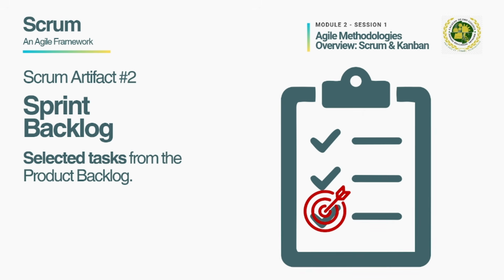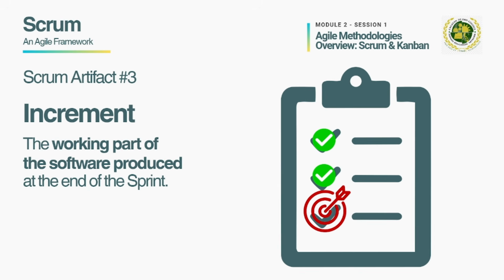And for Scrum artifact number 2, which is the sprint backlog, this asks the question of what are we building in this sprint today, or the present time. These are the selected tasks from the product backlog, or the list of the product features that are going to be built. And lastly, for Scrum artifact number 3, which is the increment, these are the working parts of the software produced at the end of the sprint. These ones have already been checked for those features that have already been built in the project.